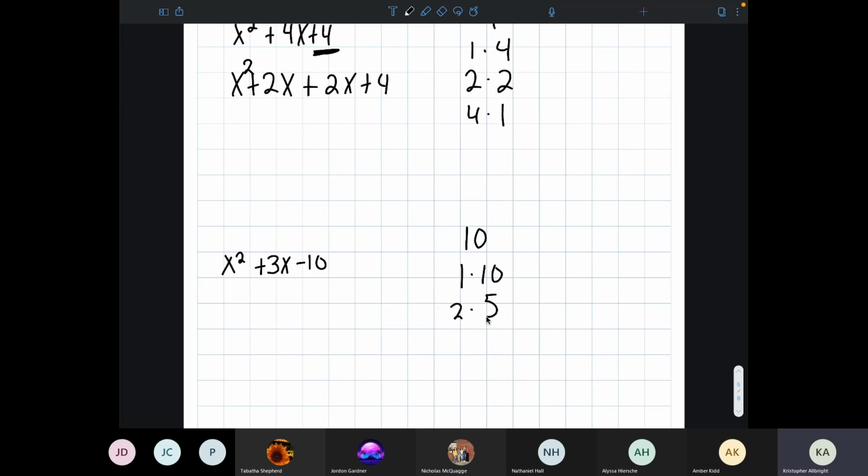Well, now we think, okay, well, is there some combination of positive and negative for these that will give us 3? Or you can also think, how far apart are these guys? And 2 and 5 are 3 apart, which is what we're looking for. Well, we need a positive 3, so we need our little number to be negative. So now we know that we can split this apart like this. X squared minus 2x plus 5x minus 10.